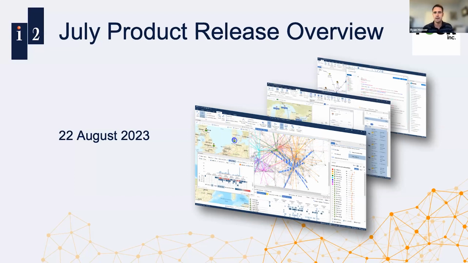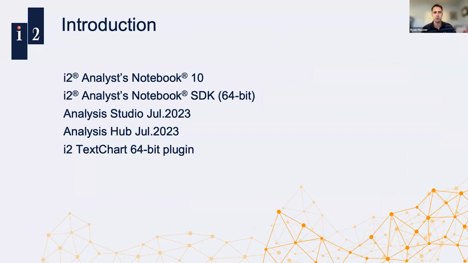So a lot of really exciting developments across I2 Group. The team's been really hard at work over the past months and years to bring us to this July release. Probably the most significant thing that we'll talk about is the introduction of Analyst Notebook 10. A lot went into that, and there's a lot of excitement around this new version of our flagship offering. We'll also talk about the new model for the Analyst Notebook SDK, which was released in parallel with Analyst Notebook 10 in July, along with Analysis Studio and Analysis Hub.